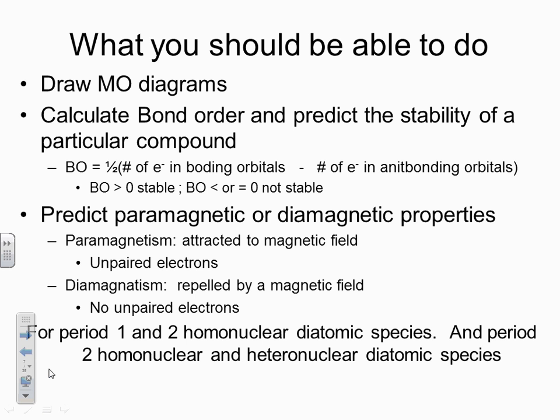And then period 2 homonuclear and heteronuclear diatomic species. So diatomic elements that are of the same atom in period 2, but also you'd have to do diatomic elements of different atoms that occur in period 2. So like maybe carbon monoxide. Carbon and oxygen are both period 2 elements. That is a diatomic molecule because it's just 2 atoms, and it is heteronuclear.